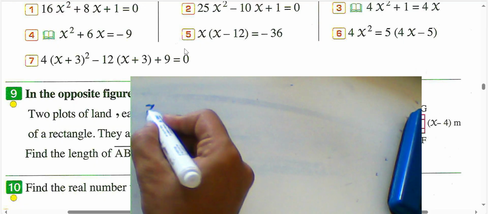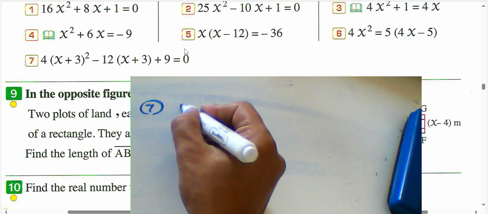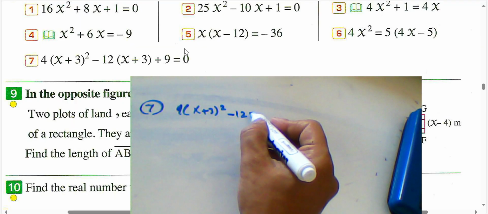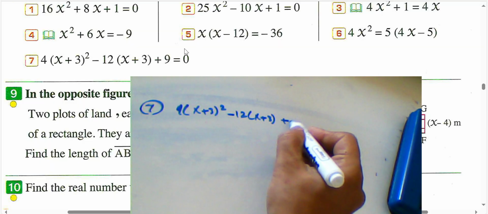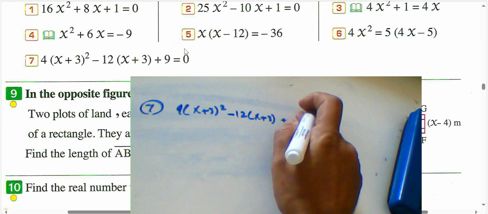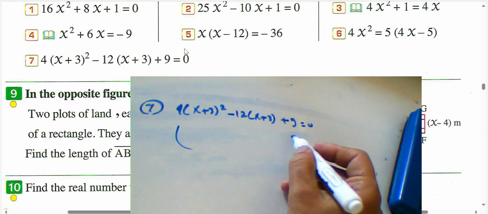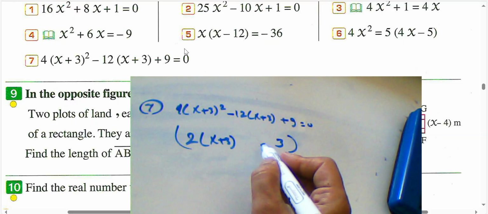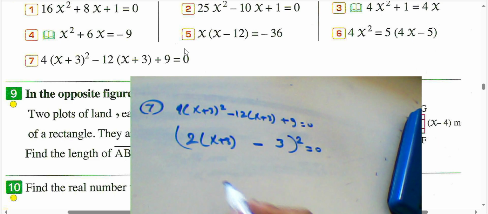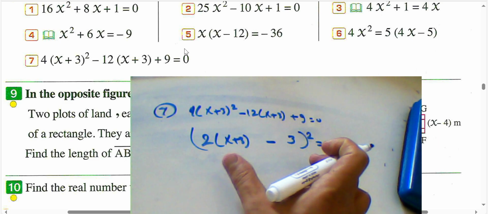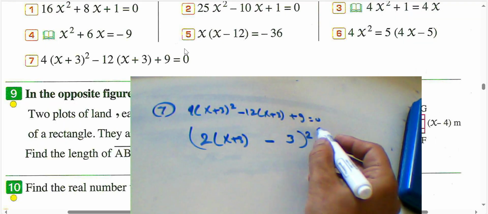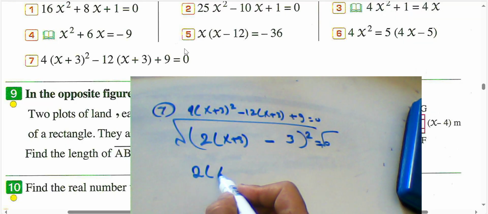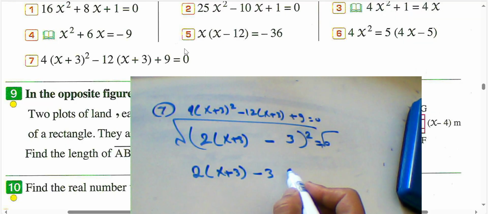Question number 7. We have 4 product by x plus 3 all power 2 subtract by 12 product by x plus 3 plus 9 equals 0. This expression we call it perfect square. We can find square root of the first, write 2 product by x plus 3, and square root of 9 equals 3, write the negative here, all power 2 equals 0. And then you can find the square root by left hand side, right hand side. If you get square root here, we can cancel square root by 2. Then we have 2 product by x plus 3 minus 3 equals 0.